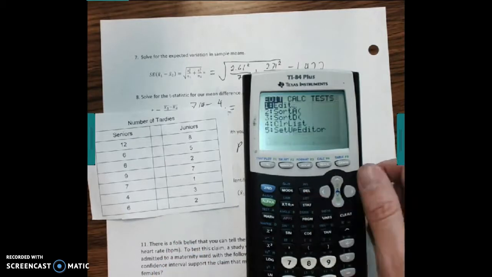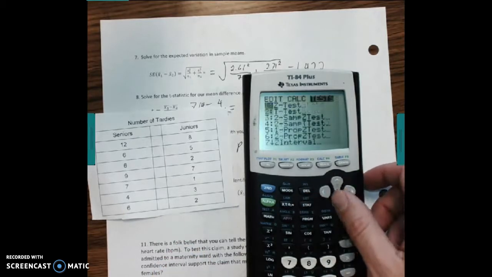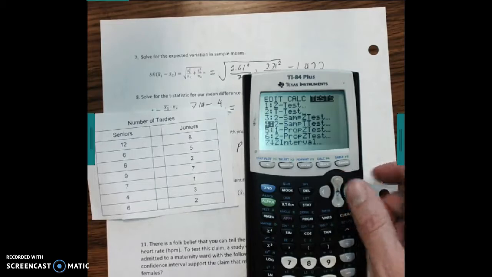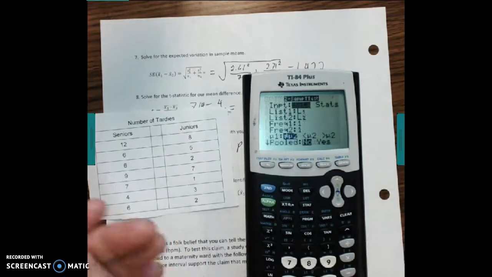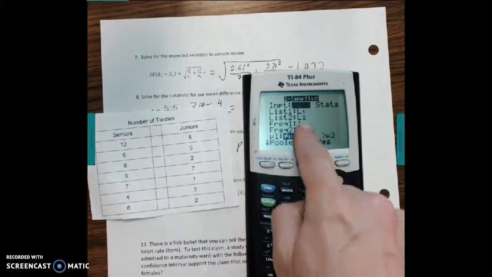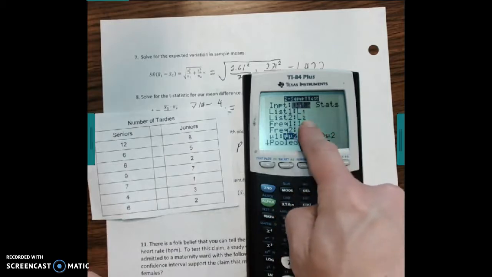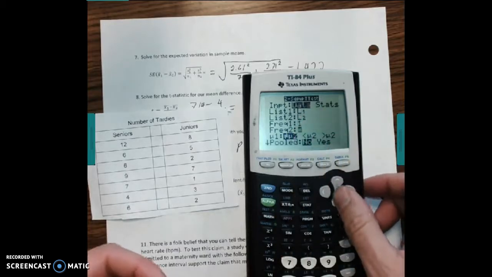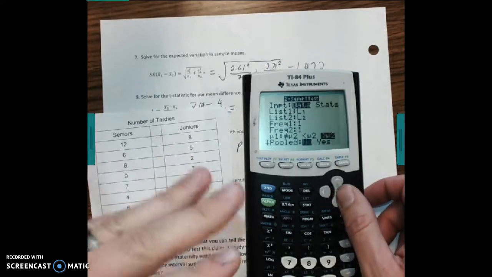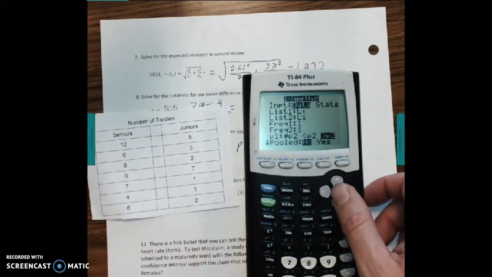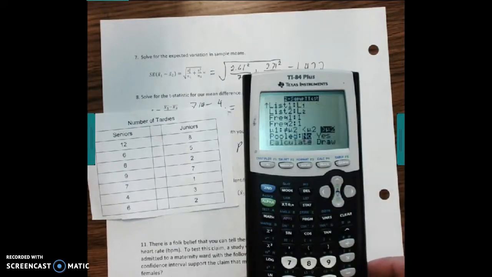and then I want stat over to tests. It's the number 4, stat test 4, 2-sample t-test. Now you've got a couple of options here. You can either type in the data and say, okay, the first one's an L1, the second one's an L2, and then say, okay, I think seniors are greater than juniors. Don't select pooled. In AP Stats, you'll talk about the difference between pooled and unpooled. For now, just don't select it.